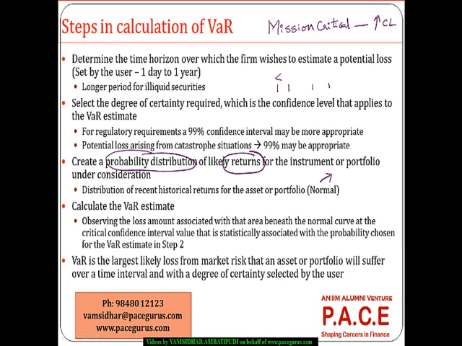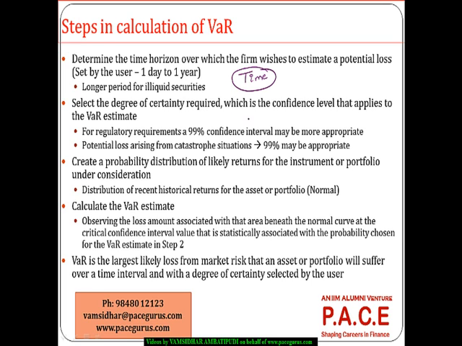So putting it on a broader scale, the first step is to determine the time period for how long you want to compute the VAR. Second is to define your confidence level. Do I want 95% or 99%? Third, for that particular asset or the returns of the asset, look at the probability distribution. Is it following a normal distribution or a log normal distribution, or what is it following? Once I have these three things in place, I can very well compute my VAR estimate.